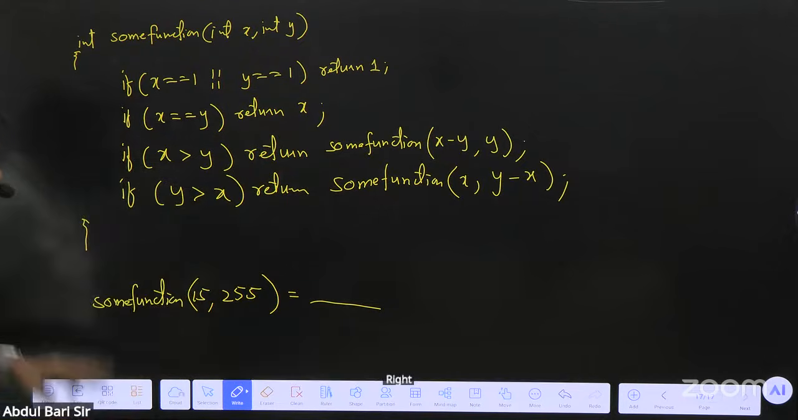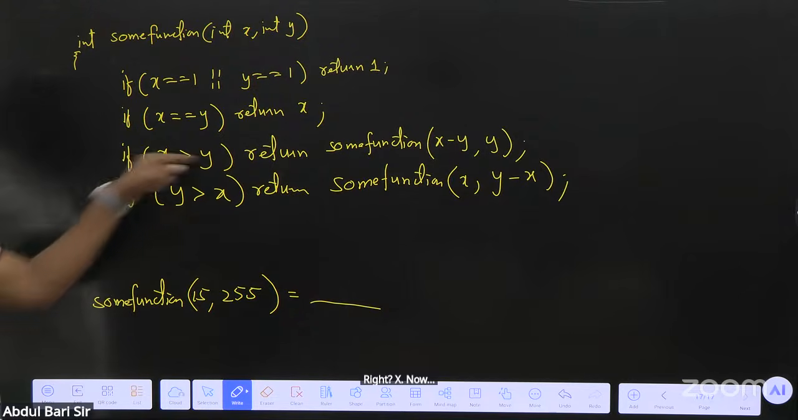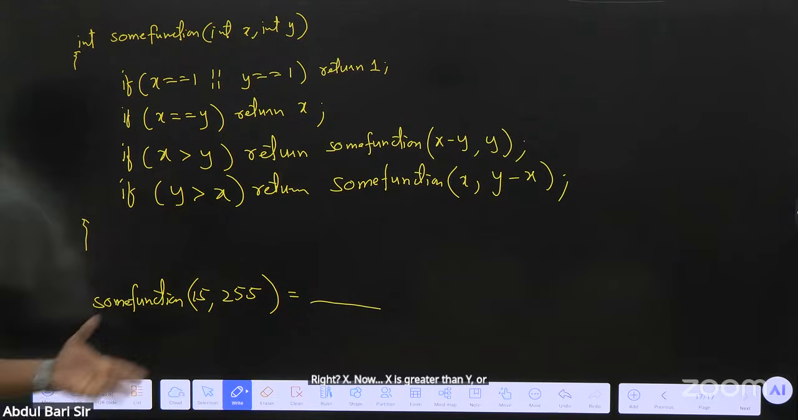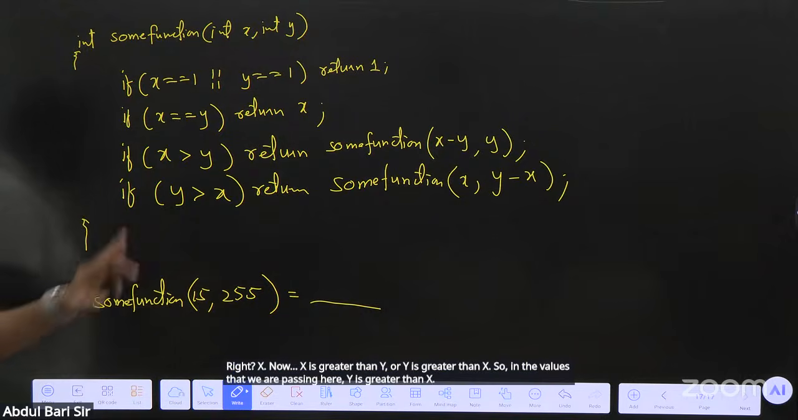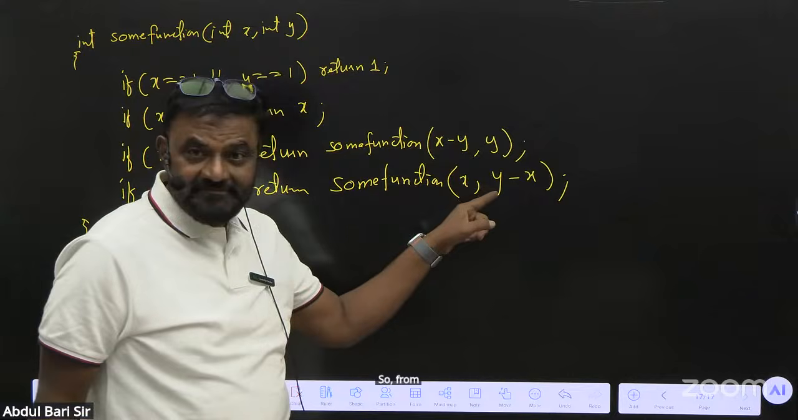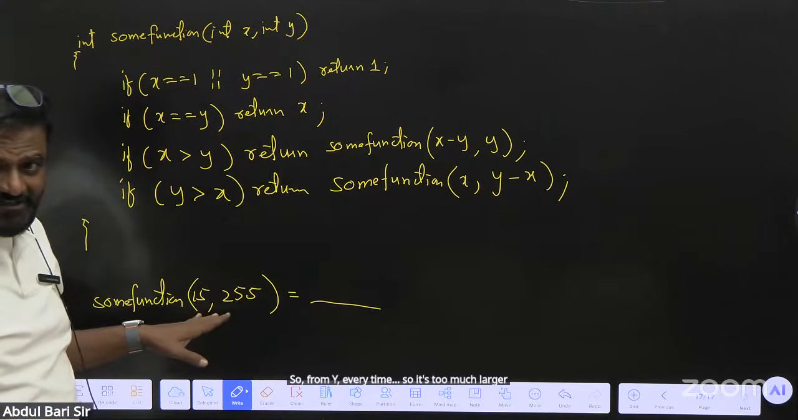Right? X. Now, X is greater than Y or Y is greater than X. So in the values that we are passing here, Y is greater than X. So from Y, every time, it is too much larger, right? Y is too much larger.